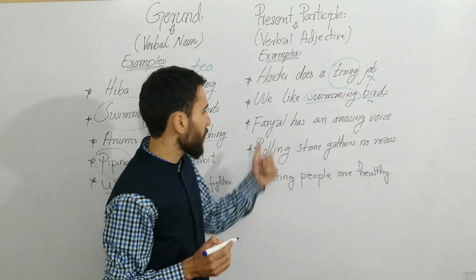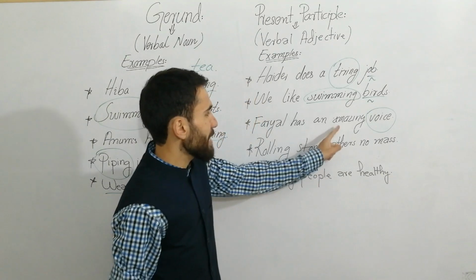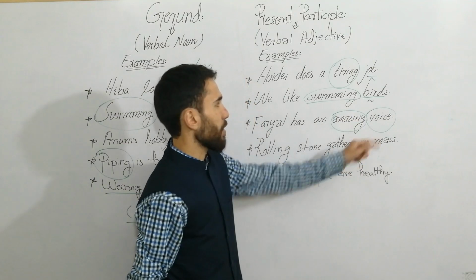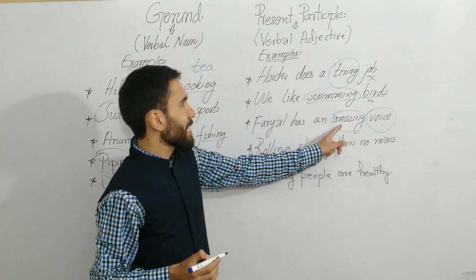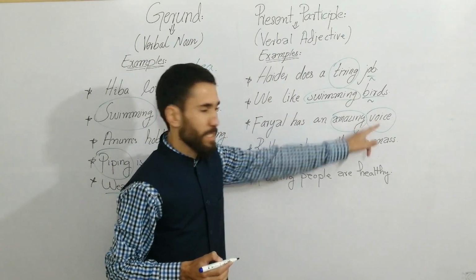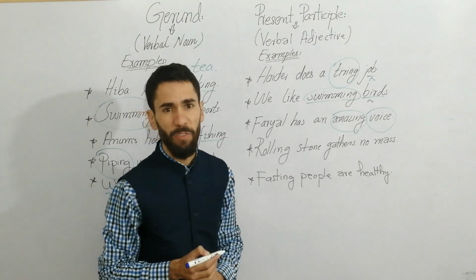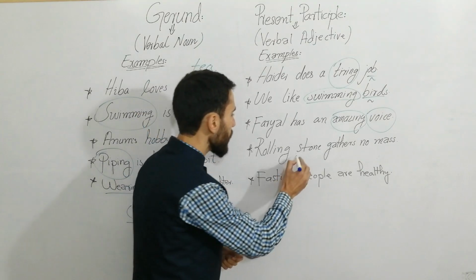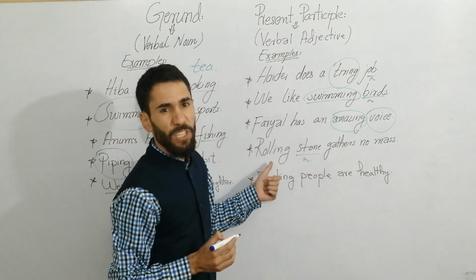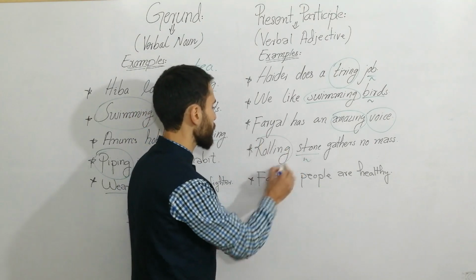Let's come to the third example. Faryal has an amazing voice. Voice is again a noun, and amazing is qualifying the noun. Amazing is present participle, verbal adjective, that is qualifying the noun voice. Rolling stone gathers. Now this is a very famous sentence of Benjamin Franklin, an English philosopher. Stone is again a noun, and rolling is what? Rolling is present participle or verbal adjective that is qualifying the noun.